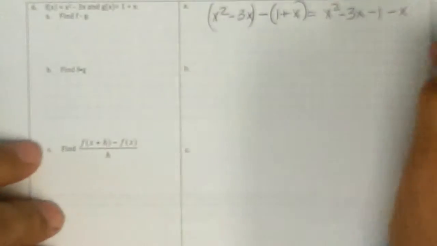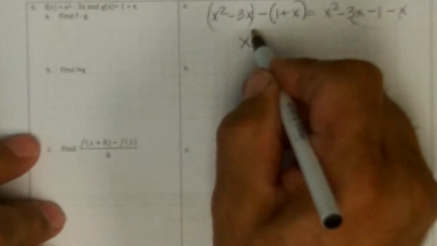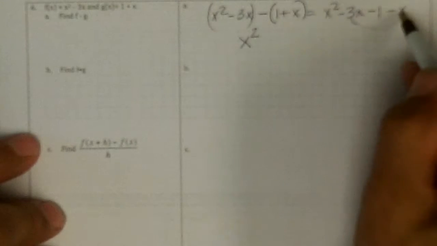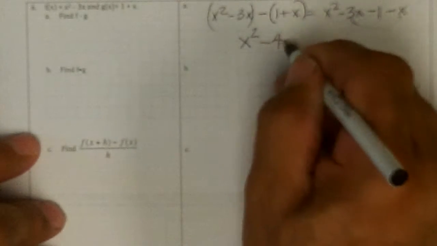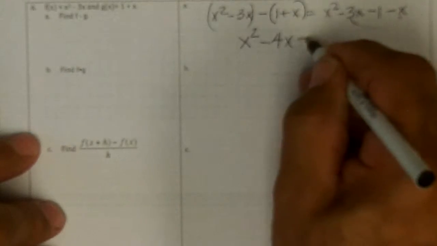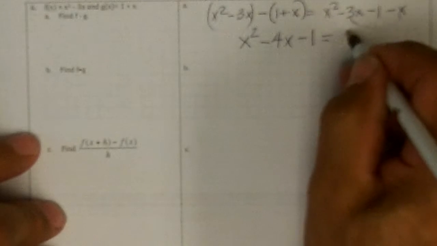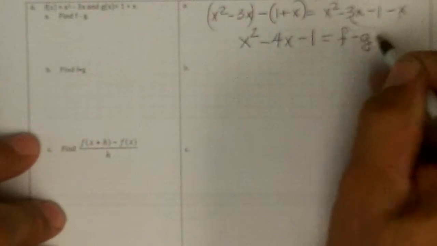minus x. These are like terms, so they can go together, and putting them in order, x squared, highest power, down. Minus 3x minus 1x is minus 4x, subtract 1. So that's what f minus g is.